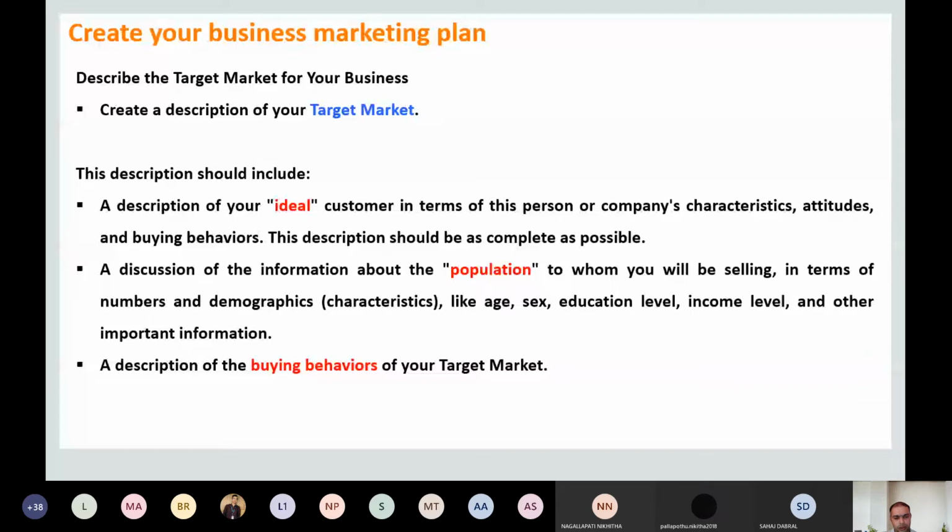Then you should also study the buying behavior of your target group. What is the buying behavior of your target group? People will buy from your market, and they have some kind of buying behavior, like how they will be reacting in the market. So buying behavior means that sometimes, due to some change in the market, the buying behavior will be changing.